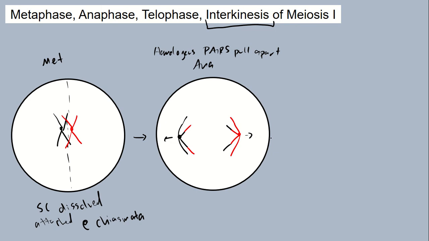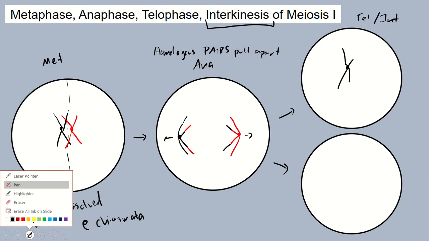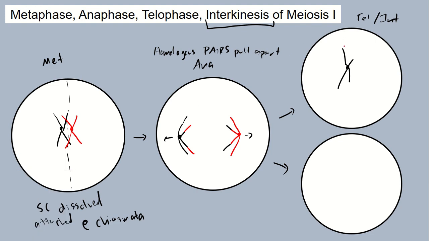Then the last two steps of meiosis 1 are telophase and interkinesis. At this point, we're left with a single homolog in each of the final cells. But remember, there's been a little bit of recombination, so we've introduced some genetic variability into the system.